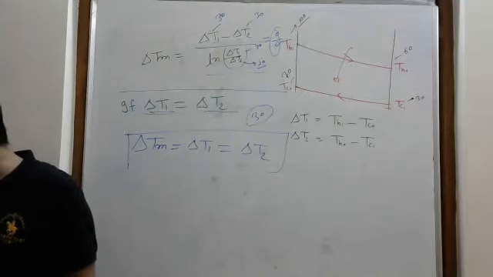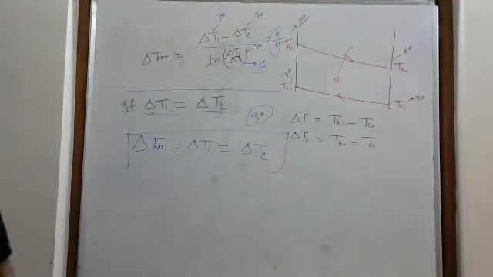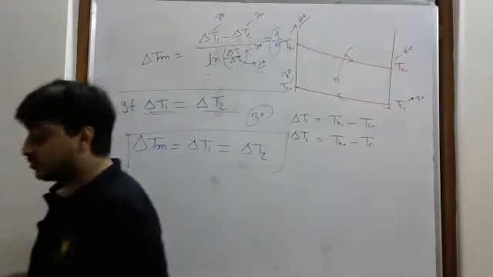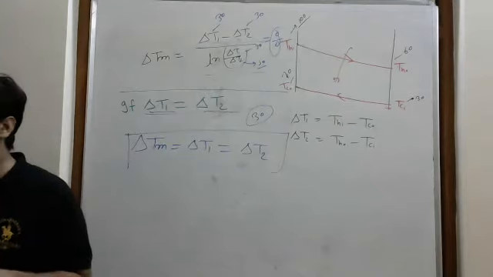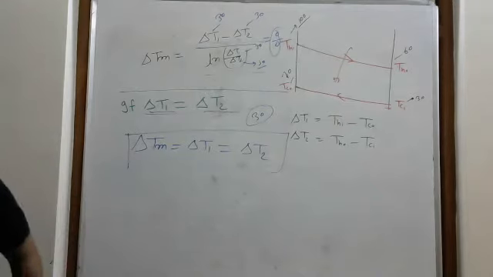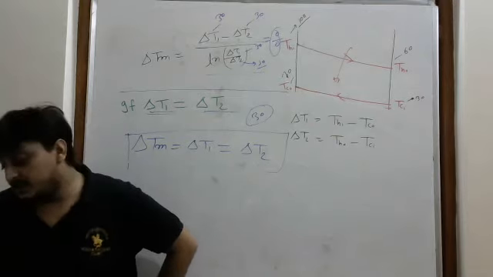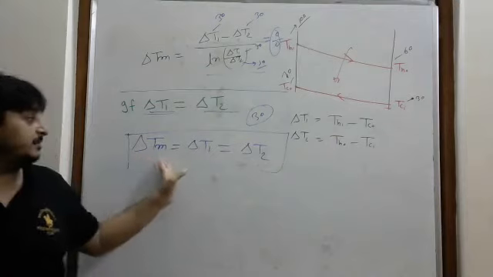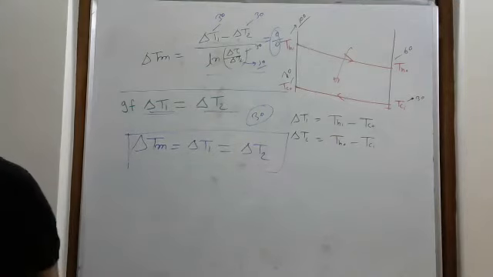In a counter flow heat exchanger, del T1 can be equal to del T2. Del T1 can be equal to del T2. In that case, just write this: del Tm equals del T1 equals del T. That's all. Does anybody have any problem?